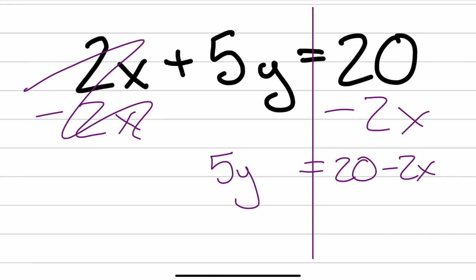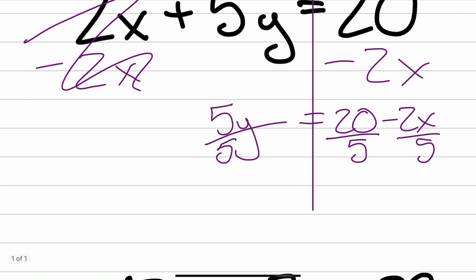Okay, so now you still want to get y by itself. So to do that, we got to get rid of this 5. 5 is being multiplied by y, so we are going to divide to get rid of it. But when we do that, we want to divide by 5 for every number that we have. So these 5s are gone. We are left with y equals 20 divided by 5. Well, that's going to be 4. And then negative 2x divided by 5.